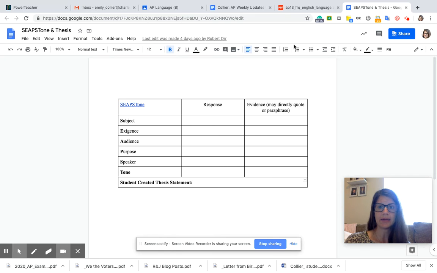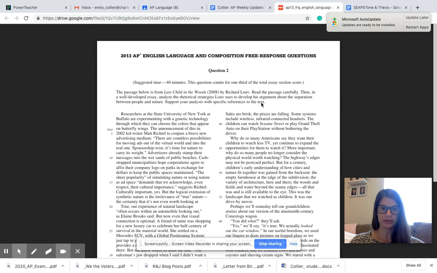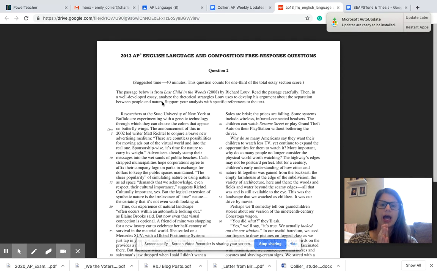And then evidence, you can directly quote, or you can paraphrase if that direct quotation is just too long. Student-created thesis statement, that should be based on the prompt. All right, so based on what it's asking you: read this passage carefully, then in a well-developed essay, analyze the rhetorical strategies Louv uses to develop his argument about the separation between people and nature. So you know that the intended purpose is going to have to do something with the separation between people and nature. If the intended purpose is not given to you, remember we've been talking about it being a rumor that it might be given to you, and I feel more strongly that it really will be given to you considering the circumstances we're under. Please use this as a big clue. What is he saying about the separation between people and nature? It could really only go one of two ways, right? So use that as a big clue.